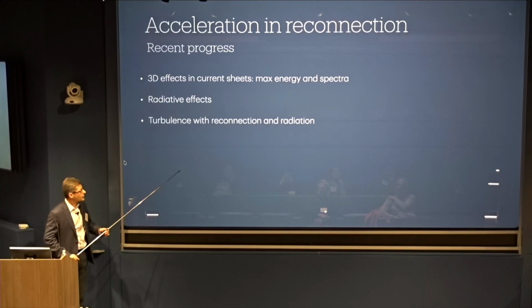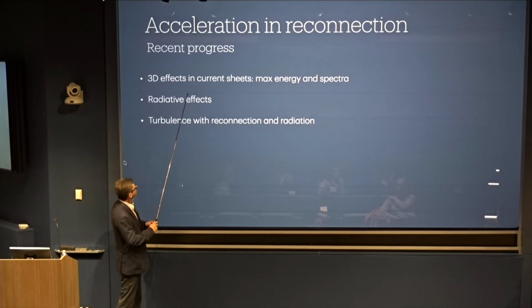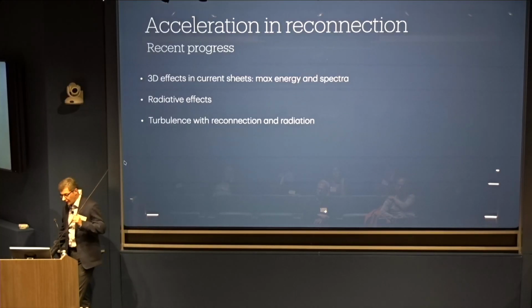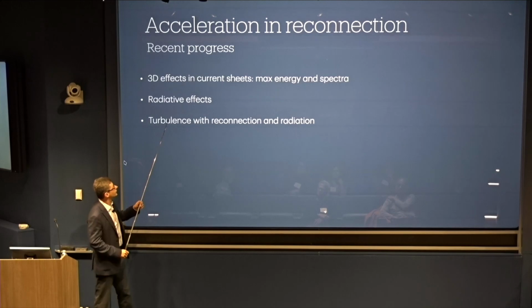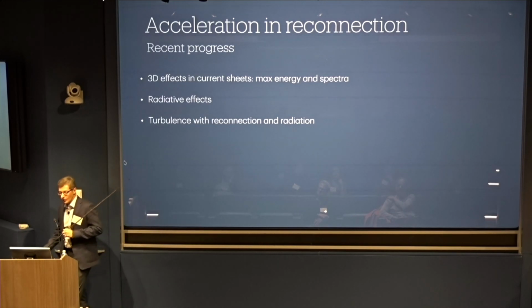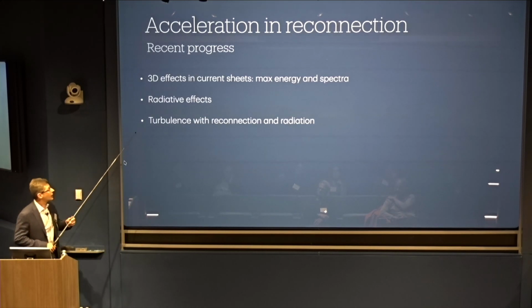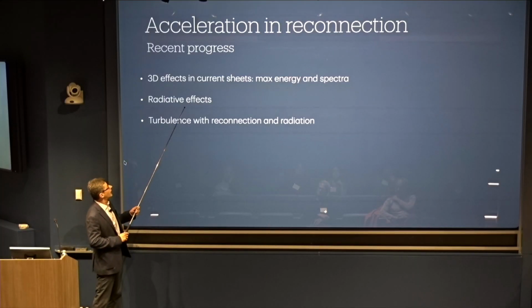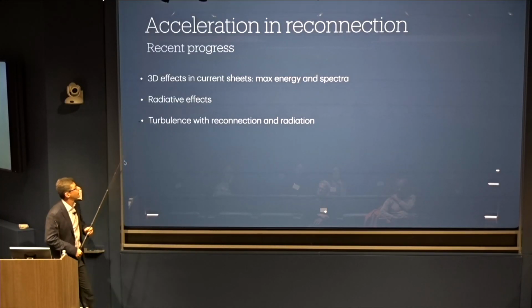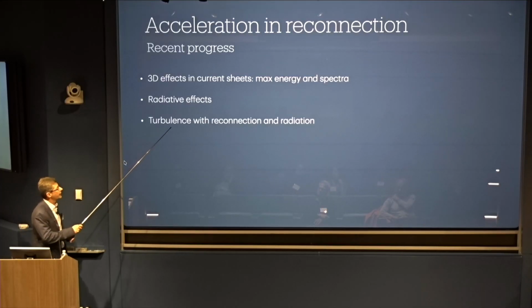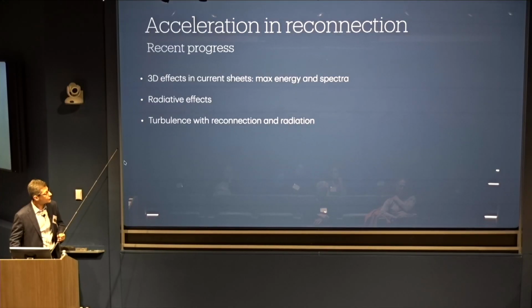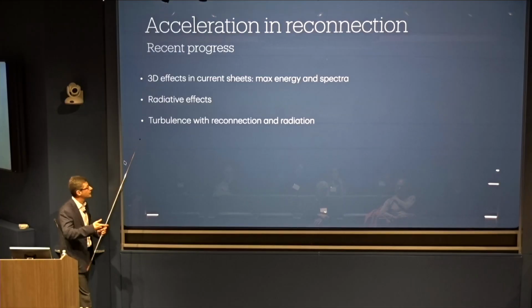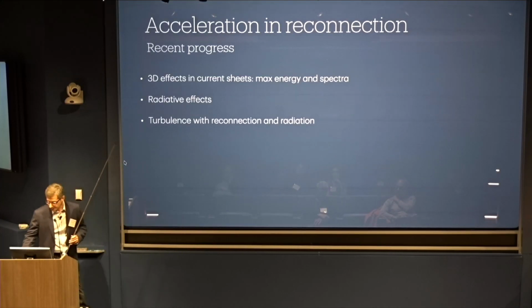What has changed is that it turns out that this picture, while generally okay, has different predictions when you go to 3 dimensions. In 3D, you see slightly different spectra, and you also see higher energy particles being created. Also, the addition of radiative effects creates rather non-intuitive consequences. Strong cooling can actually enhance radiation and enhance acceleration in these sheets.